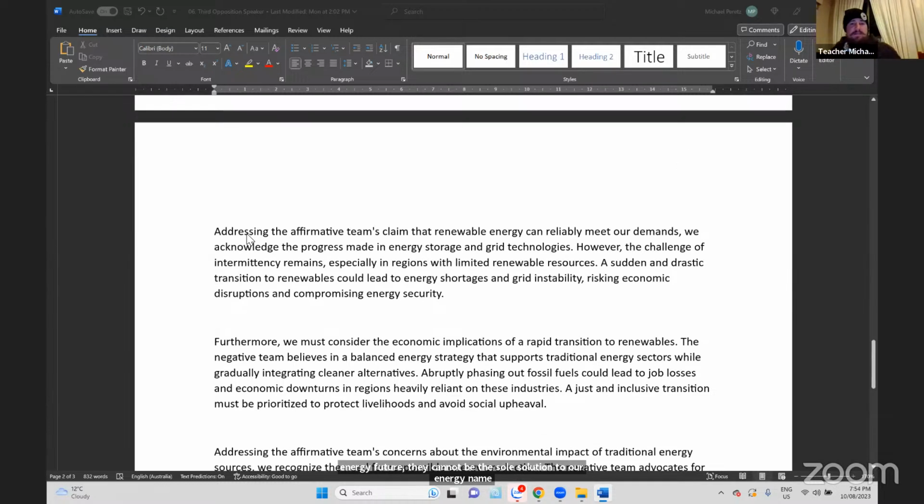Addressing the affirmative team's claim that renewable energy can reliably meet our demands, we acknowledge the progress made in energy storage and grid technology. So again, we're acknowledging what they've said, but now we're going to turn it around and say, yeah, but here's how we can do it better. The challenge of intermittency remains, especially in regions with limited renewable resources. A sudden and drastic transition to renewables could lead to energy shortages and grid instability, risking economic disruptions and compromising energy security. So we've reminded them of all the arguments that have been made against their case, and showing how they prove their argument wrong.